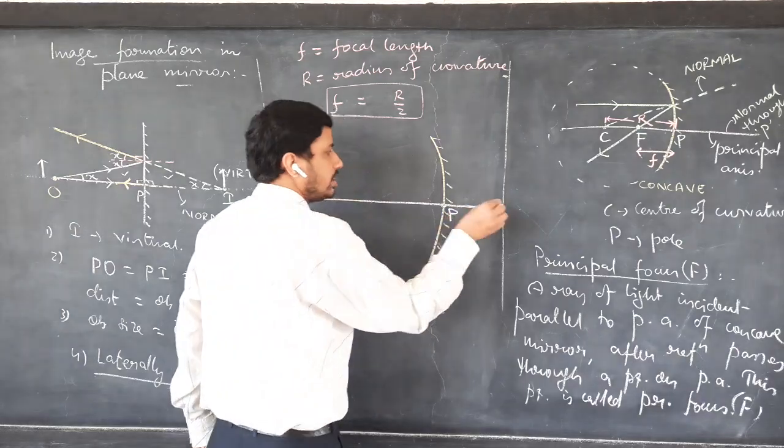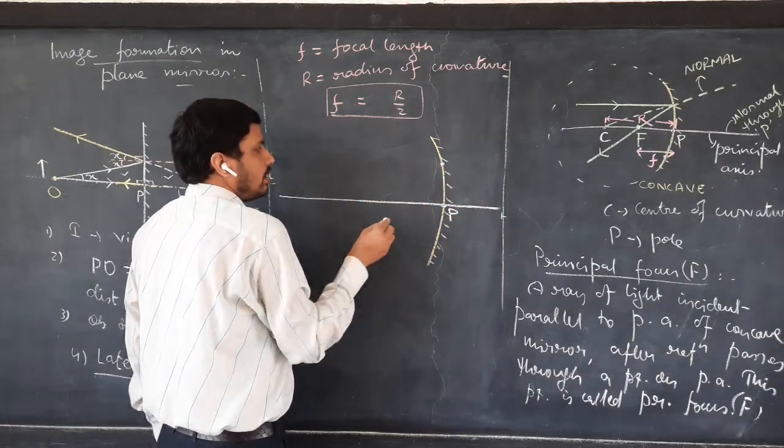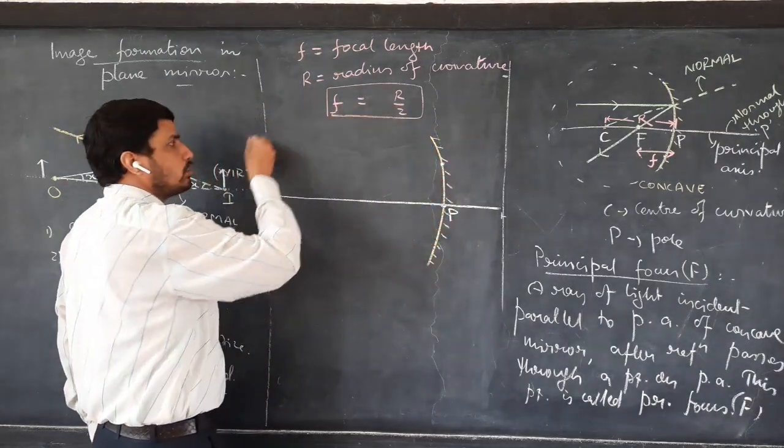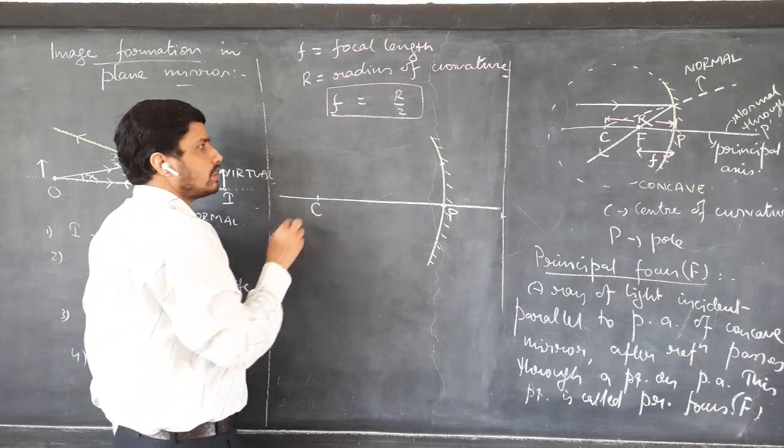This is the pole. This is the principal axis. I'll choose one point over here. Now if you complete this sphere, there will be some center. That center, you know, student, that we call as center of curvature.